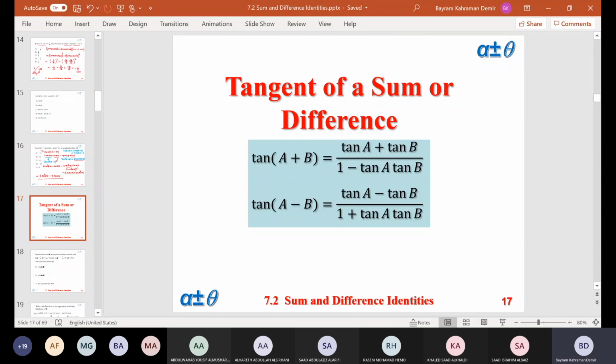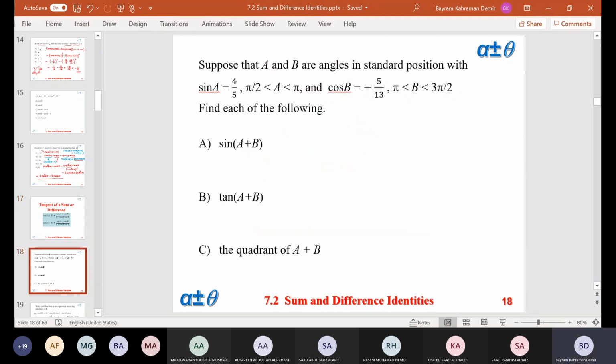So that is the tangent formula, Shabab. We need to memorize and remember it so that we can use it. Okay, let's practice another one. We have sine A given and cosine B given. A is in the second quadrant and B is in the third quadrant.